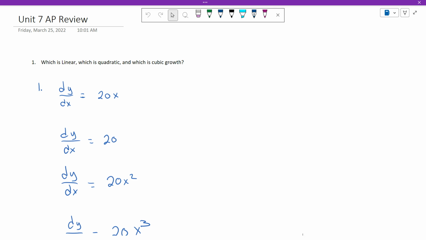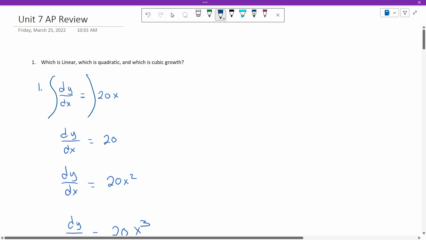Boom, test idea. Oh, concept? Okay. Yeah, sure. Integrate. If we integrate this, what do we get? Y equals 10x squared. What type of an equation is that?